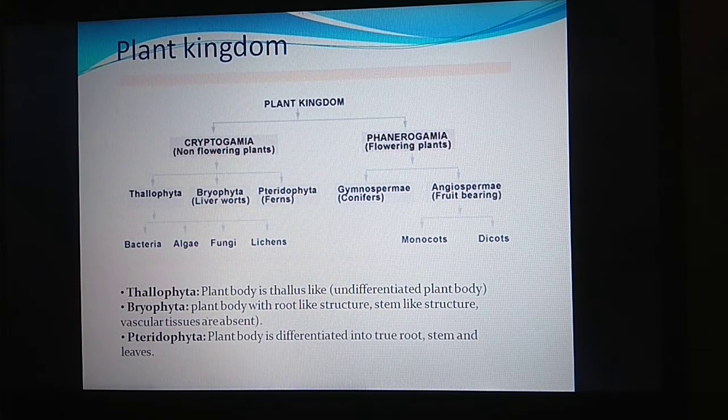The thallophyta are further divided into bacteria, algae, fungi and lichens. And further the angiosperms, as you can see, are divided into monocots and dicots. All these categories of plants you will study in the upcoming lectures. So today we will study the main part, that is algae. Okay, so what is thallophyta? In thallophyta the plant body is like a thallus.